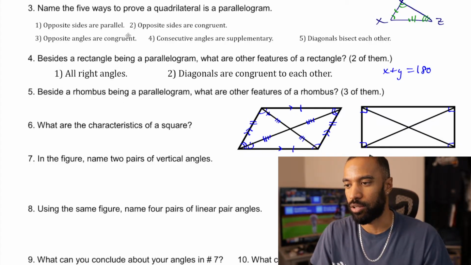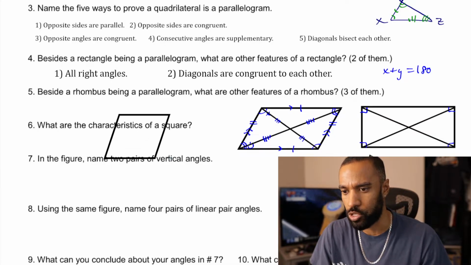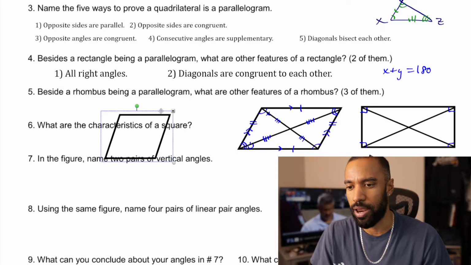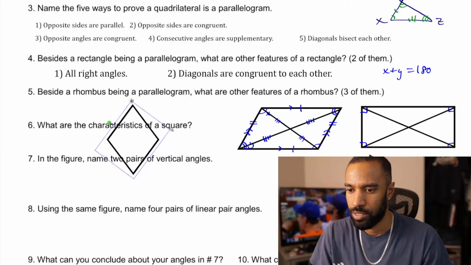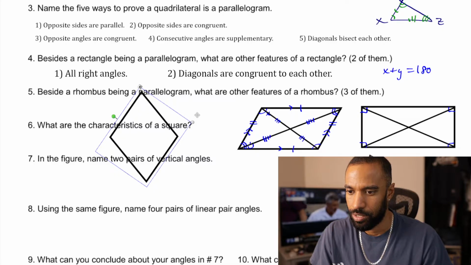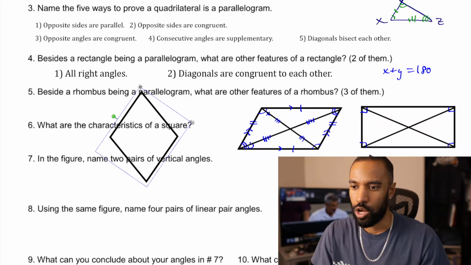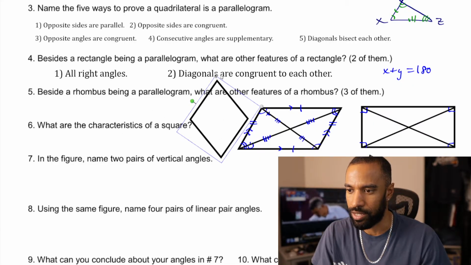Besides a rhombus being a parallelogram, what are other features of a rhombus? I don't know if I have a rhombus tool. I don't, just another parallelogram thing. Let's try and make one as rhombus-like as possible. Now, rhombus is a parallelogram with all congruent sides. I'd say I'm getting close to the look right there-ish. Oh, man. I'll try with that. Okay, rhombus is a parallelogram with all congruent sides, and I'm rotating it to really show you that look. I'm getting closer to the look right there.